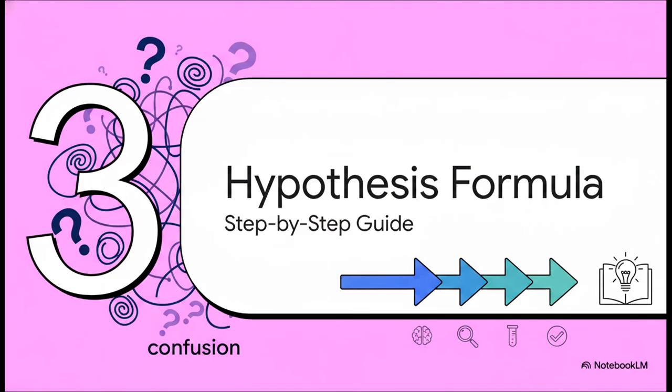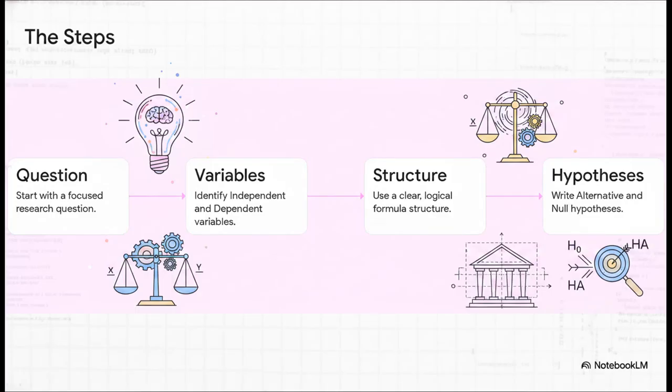So, how do we actually put this into practice? Welcome to the 4-step hypothesis formula. Here is your roadmap, and each of these steps builds progressively on the last one. Step 1 is starting with a question. Step 2, identifying your variables. Step 3 is applying our golden formula. And Step 4 is finally building your testable hypotheses. Let's walk through this together.